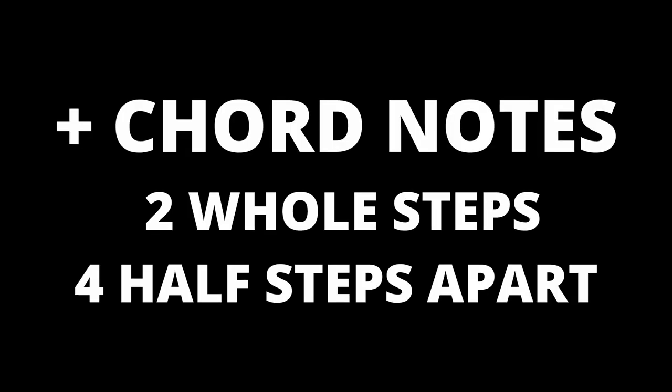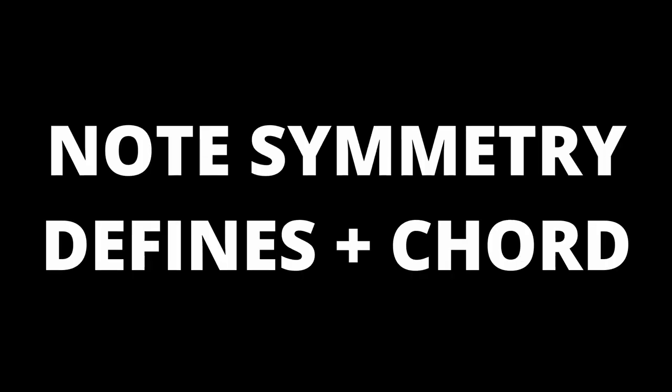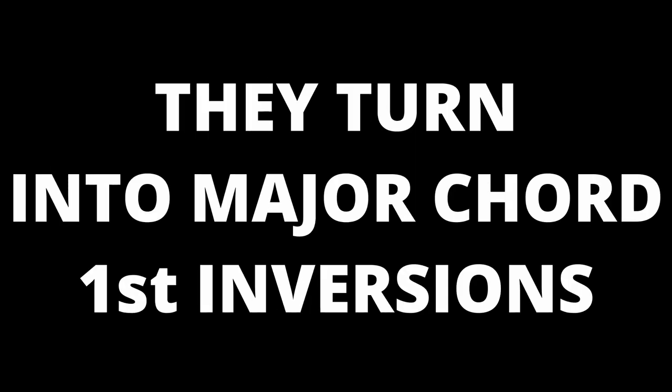These notes are always two whole steps or four half steps apart from one another. This symmetry defines the augmented chord. It is also worth knowing that minor chords cannot have an augmented slash sharp fifth note. They simply become major chord first inversions. For example, C minor has the notes C, E flat slash D sharp and G.